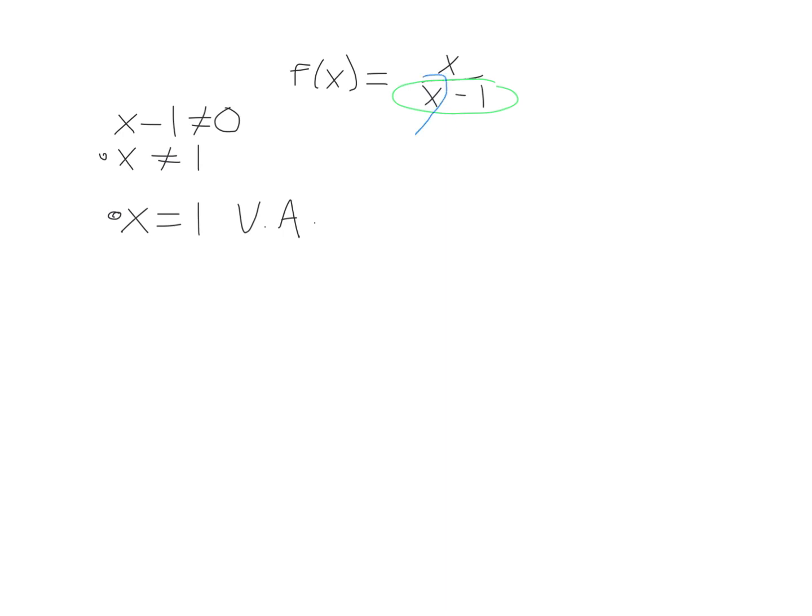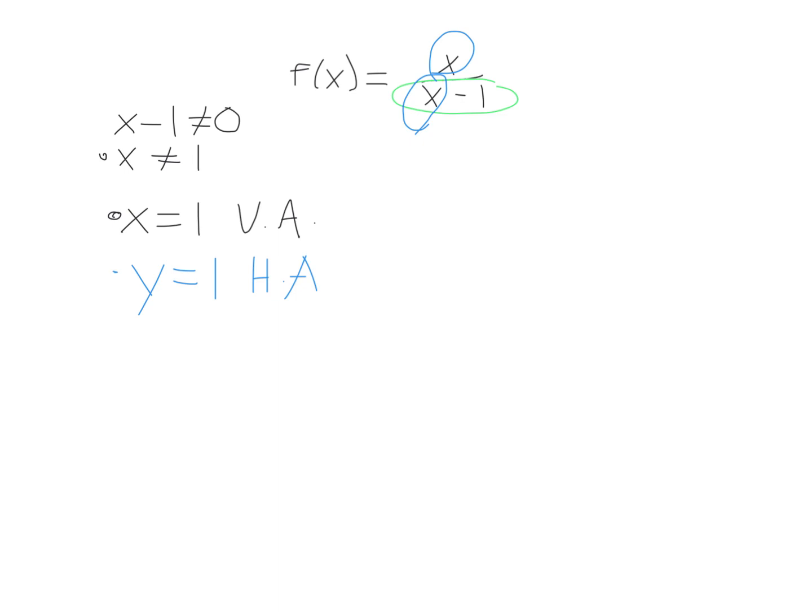What you do is you look at the highest degree term in the denominator and the highest degree term in the numerator and take a look at their ratio, and that would be y equals 1 is the horizontal asymptote.